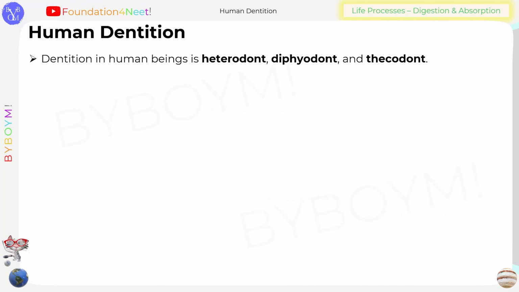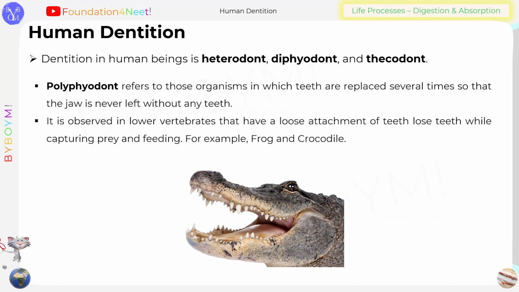So you have Diphyodont, you have Monophyodont, you have Polyphyodont. These organisms have their teeth replaced several times, and this is very nice because some organisms need to constantly hunt, and in this hunt they often lose their teeth. For example, crocodiles lose a lot of their teeth while hunting their prey and also while feeding. So this type of dentition is observed in frogs and crocodiles.